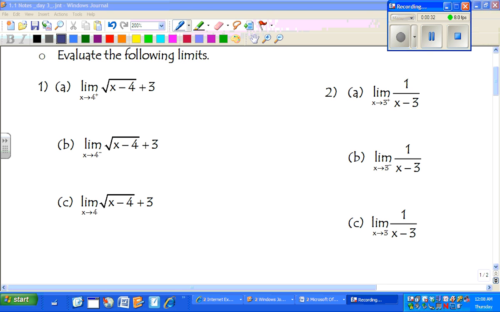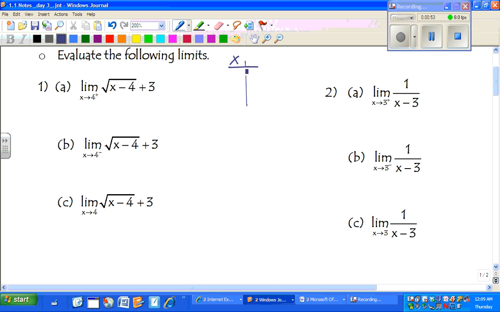Alright, let's take a look at number 1. We're looking at a one-sided limit here, and we're going to do it without looking at a graph, without a calculator. So, we're going to take the limit as x approaches 4 from the right. Let's look at a couple values that are to the right of 4. 4.1. If we put 4.1 in here, we're not going to find an exact value, but 4.1 minus 4 is 0.1. So we'd have the square root of 0.1 plus 3. The square root of 0.1 is going to be a small decimal.